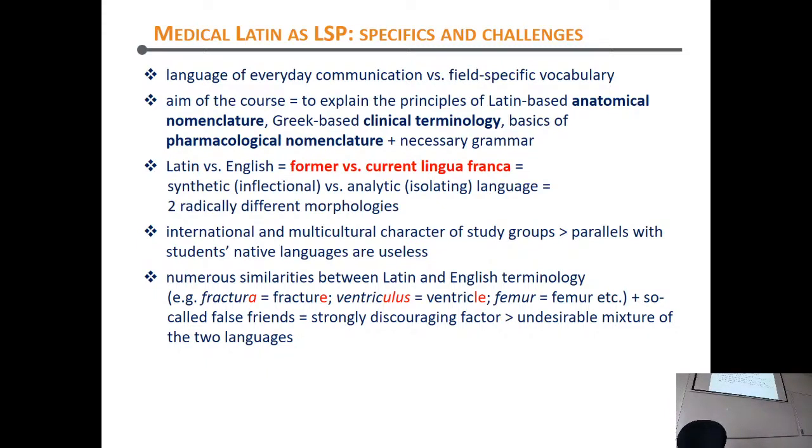the existence of numerous and quite misleading similarities and parallels between English and Latin, obviously. These are the so-called false friends. The thing is that the absolute majority of English terms naturally derive from Latin, and so students are very logically and naturally tempted to mix the two languages together, creating a sort of macaronic, unfortunately not verse, but rather macaronic terminology. So this is of course something that we do not want to have in class, and we need to break this.